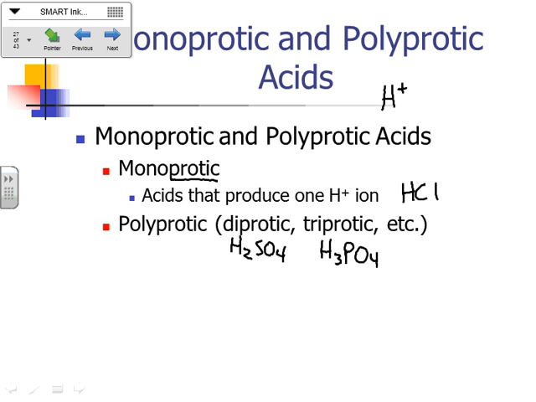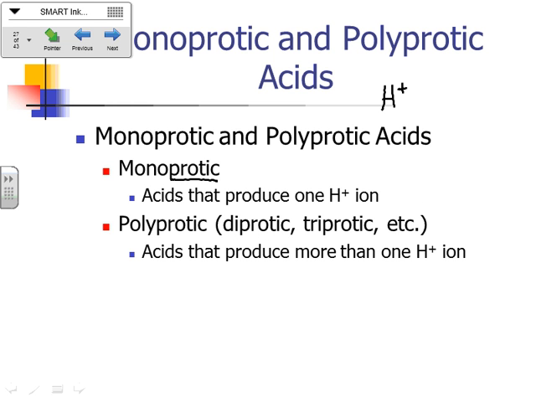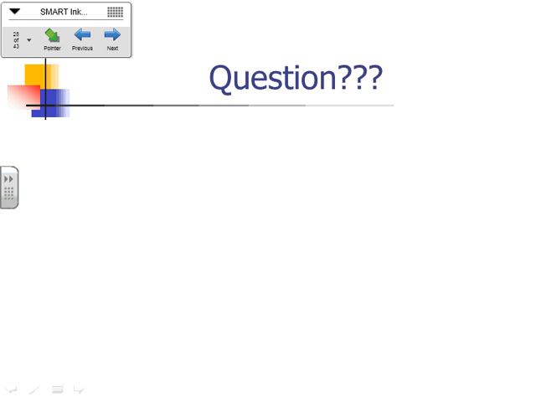Now, it's important that you understand, just because this can give away 3 hydrogens, that doesn't mean it's a strong acid, because it's not on your strong acid list, right? It's not a strong acid because not even the first hydrogen comes off all the time. But there are 3 hydrogens there that can be given away by the H3PO4, okay? All right, so that's monoprotic versus polyprotic, okay? Any polyprotic is going to produce more than 1 H plus ion. So there you go, HCl versus H3PO4. Question?